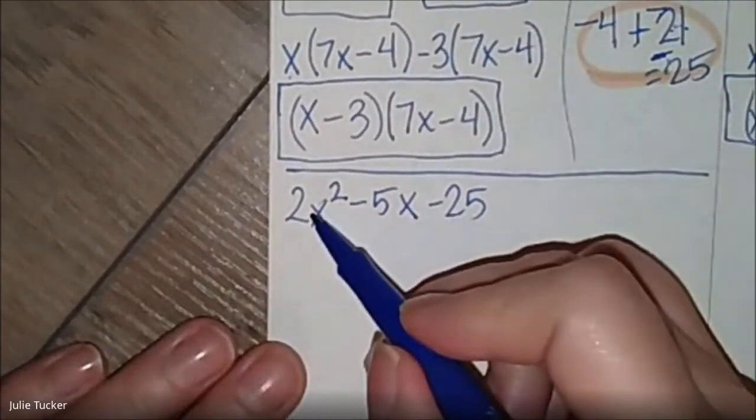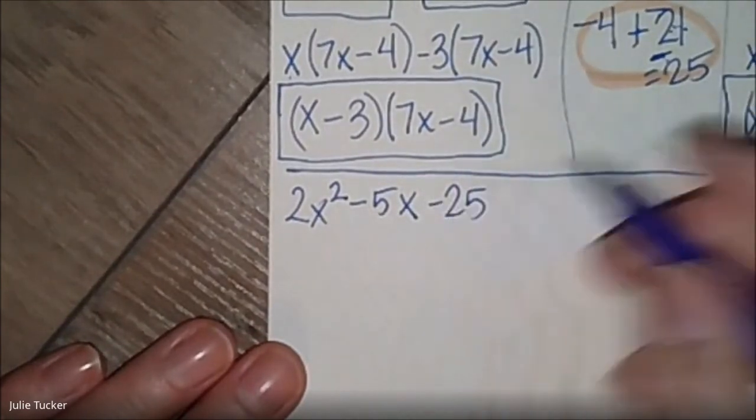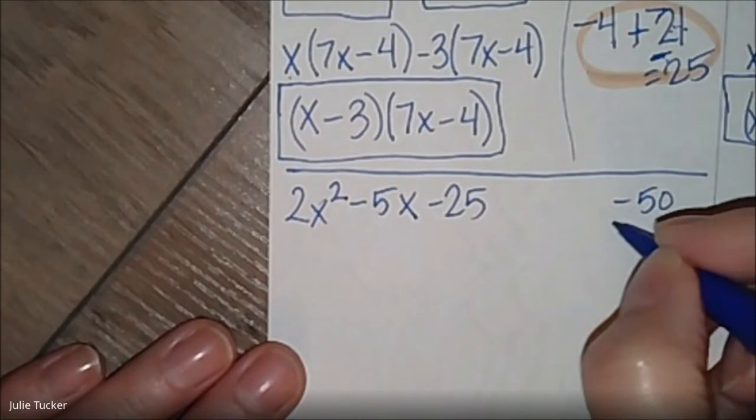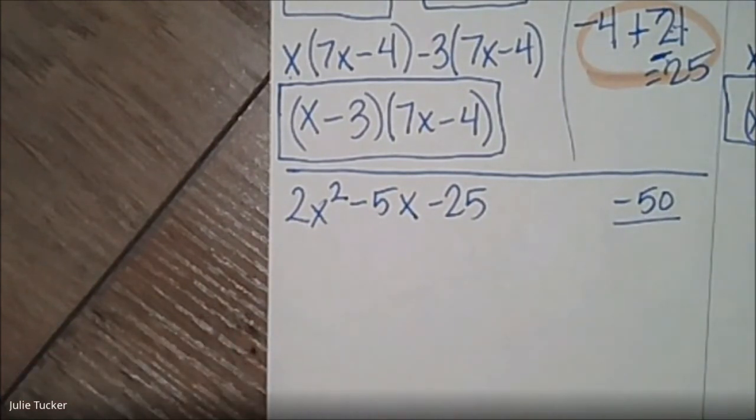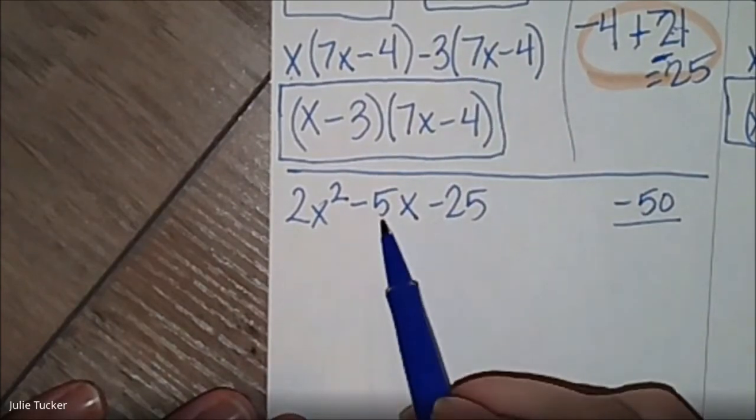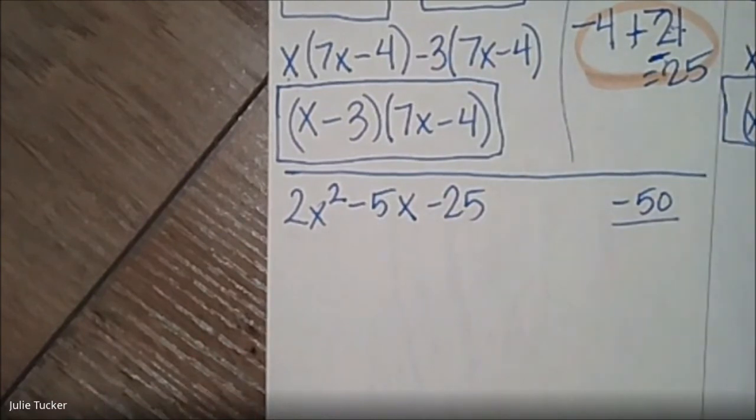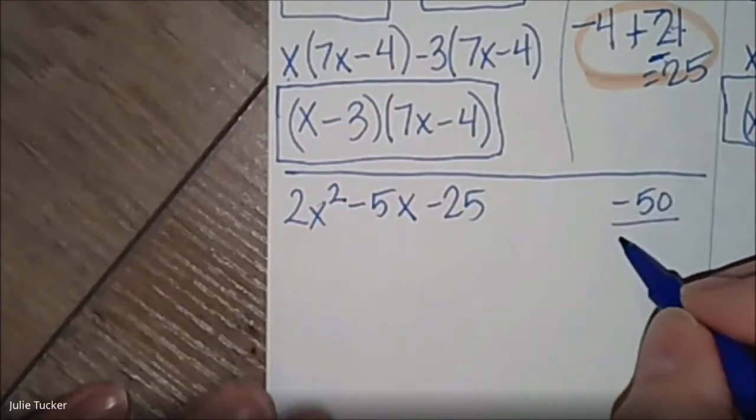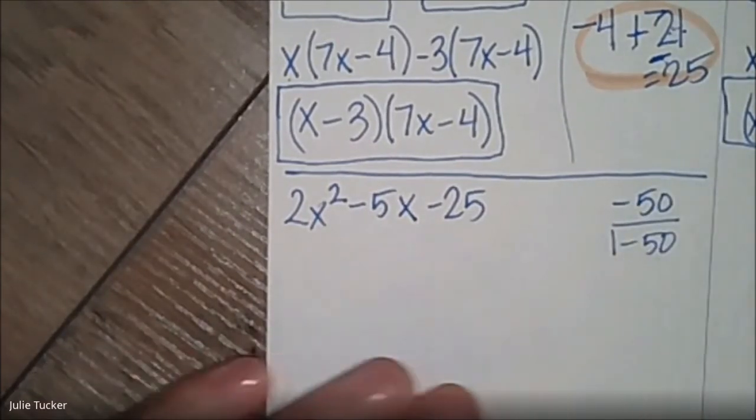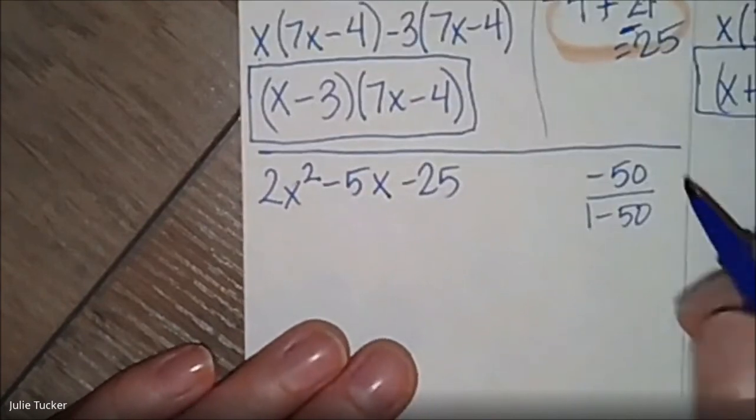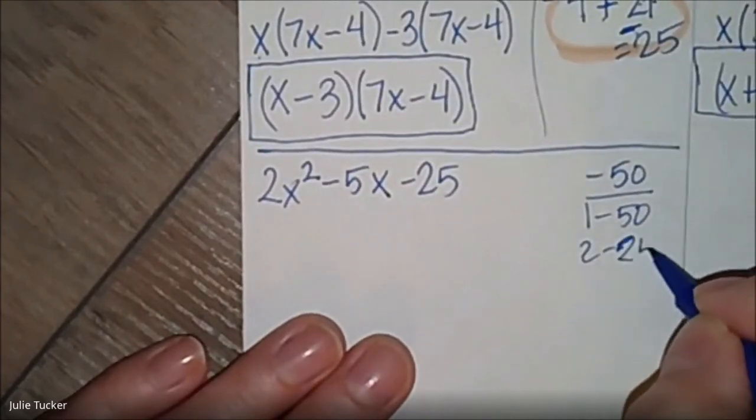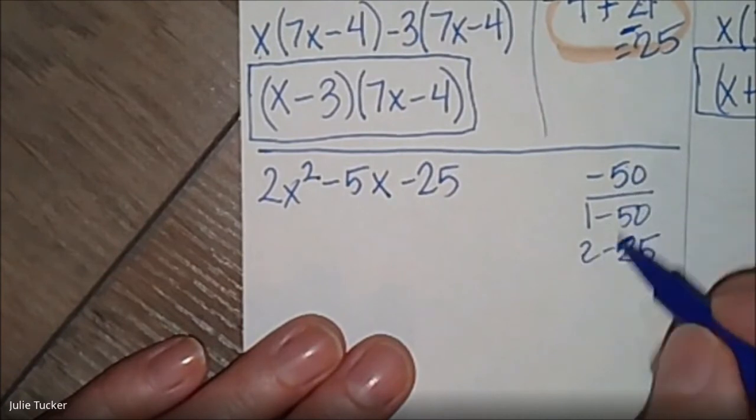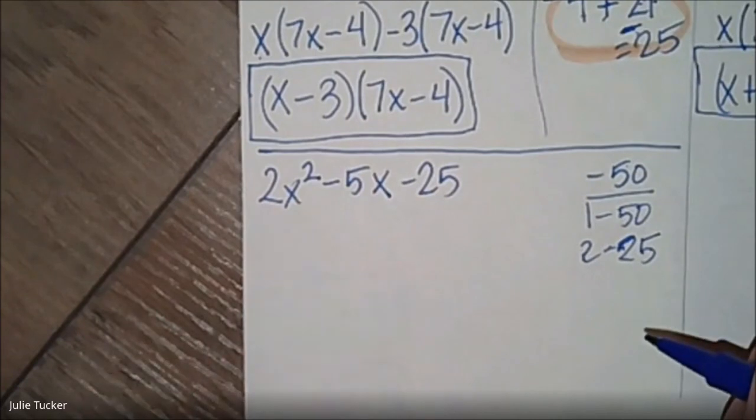Okay, so A times C is negative 50, because 2 times 25 is 50. So I need factors of 50 that give me this 5, right? And I have to subtract because this is a negative sign. So 1 minus 50 would be negative 49. That's no good. 2 times 25 is 50. 2 minus 25 would be negative 23. That's no good.